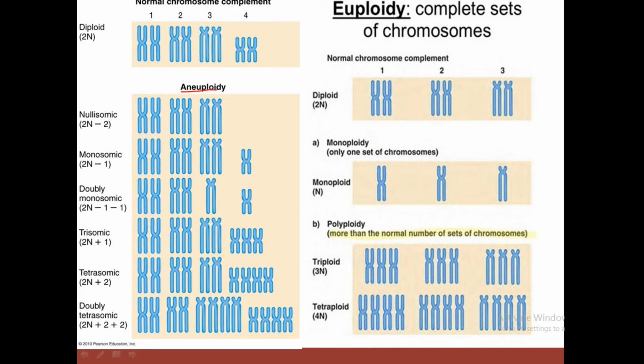Here see the allosomic condition. What happens here? This chromosome pair is missing from this place. So 2 are missing. So we have written 2n minus 2. Now in monosomic there is one chromosome missing from a pair. So 2n minus 1. Now in double monosomic one chromosome from here and one chromosome from here is missing. So it is missing from two different pairs. So 2n minus 1 minus 1.